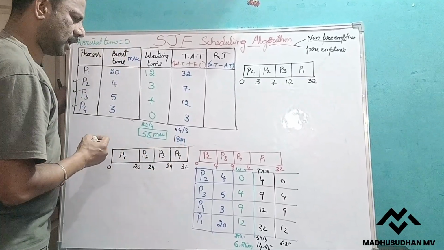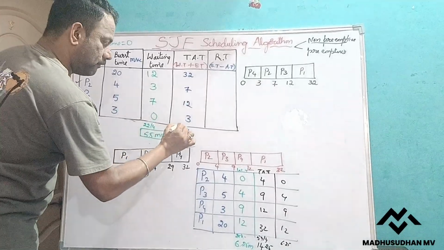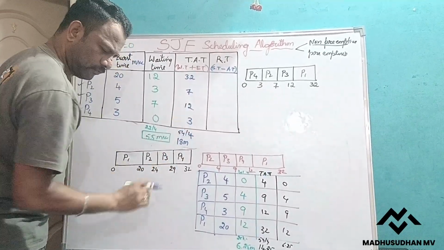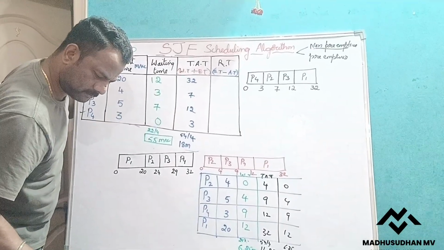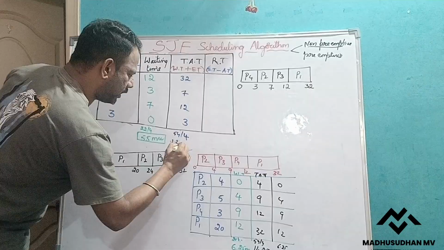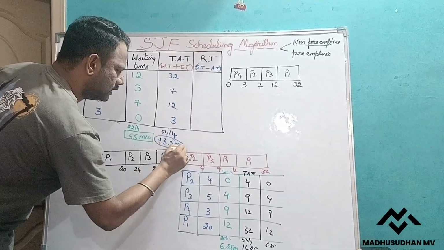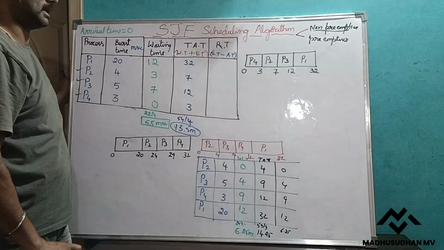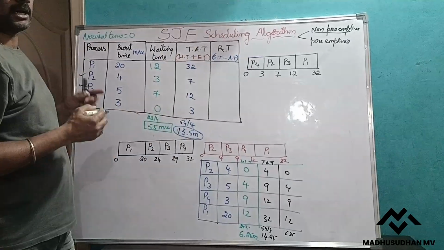Sorry, it is not 54 divided by 3, it is 54 divided by 4. So 54 by 4, how much? It is 13.5 milliseconds. See, from 14.25 we have reduced it to 13.5 milliseconds. So this is the turnaround time.